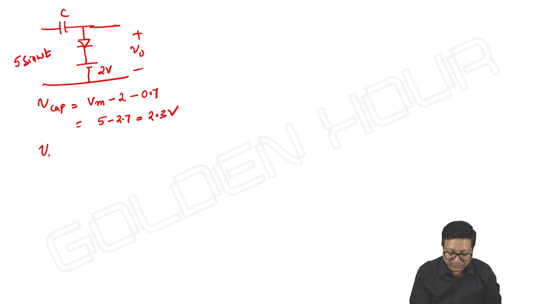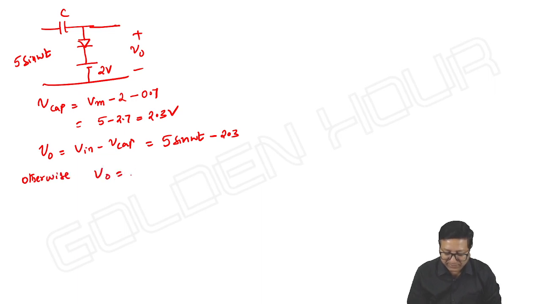2.3 volts. And V output is equal to what we can write, V in minus V capacitor. So it is equal to 5 sin omega t minus 2.3. Otherwise also, what we can write: very simple, V output is equal to the expected output, or Vd, plus reference voltage.